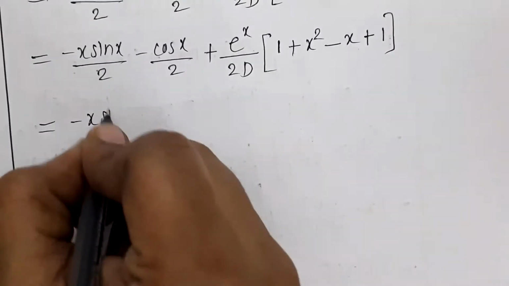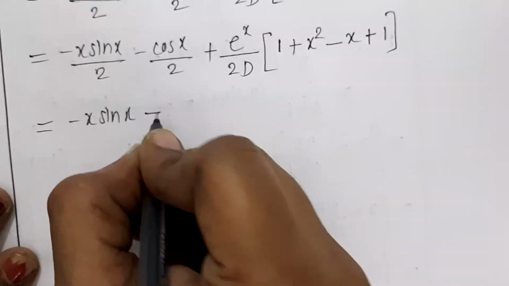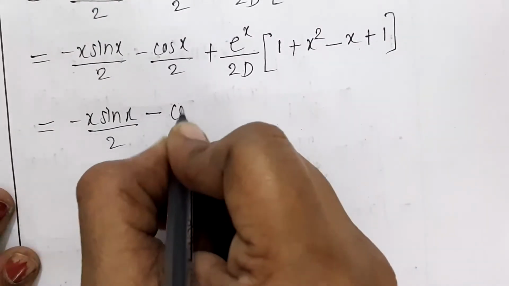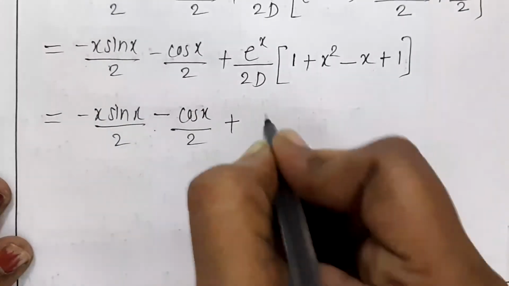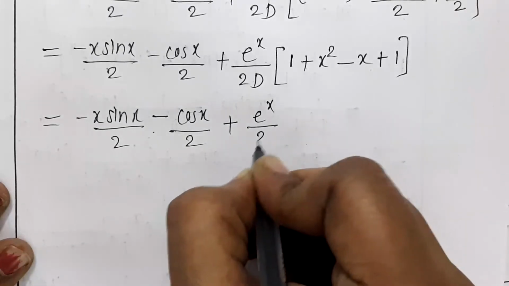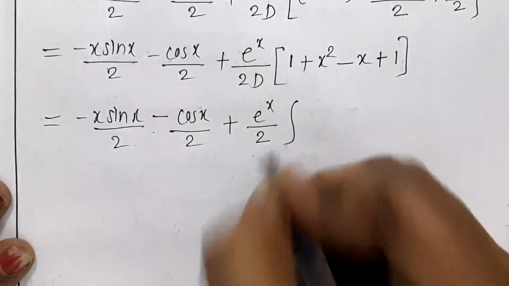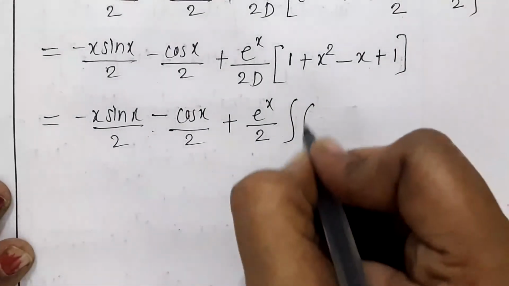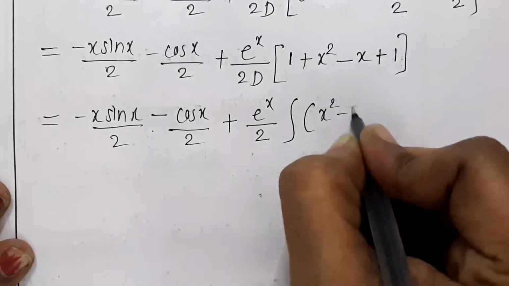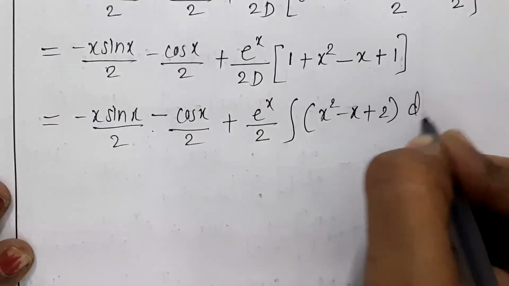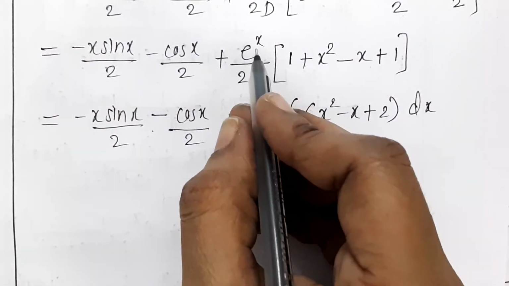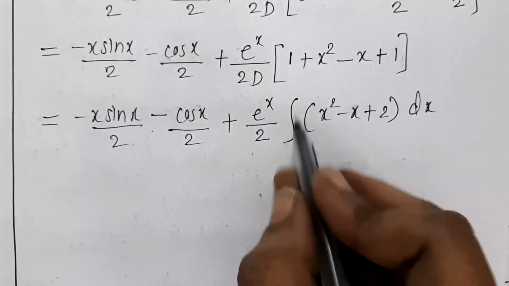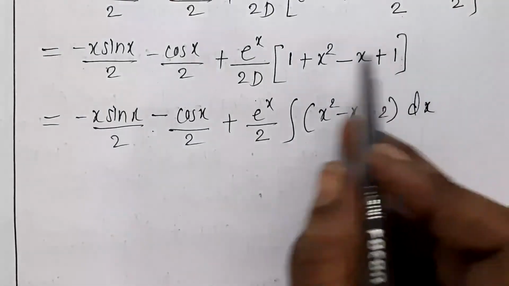So it is equal to minus of x into sin x divided by 2 minus cos x divided by 2 plus e to the power x divided by 2, and 1 upon D is integration. Integration of which term? X square minus x plus 2 multiplied by dx. Do not find the integration of e to the power x. This term is already outside. We have to find only the integration of the remaining term.